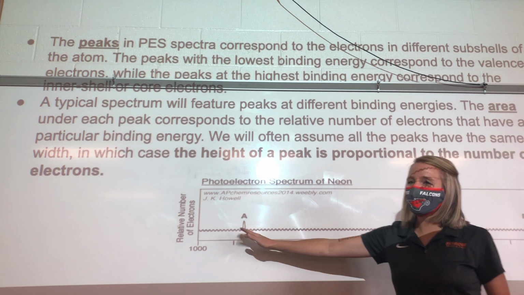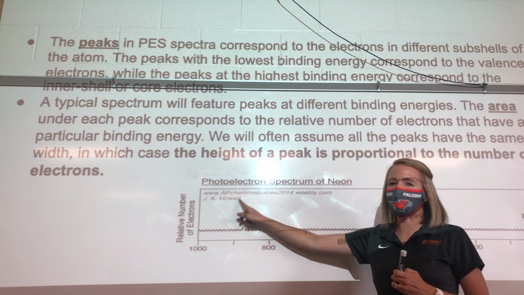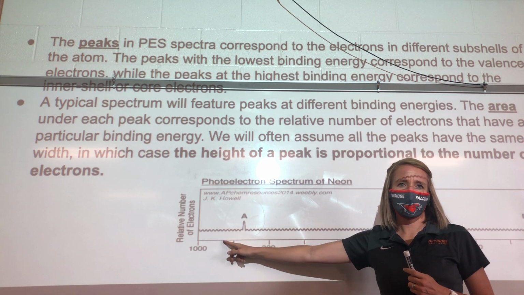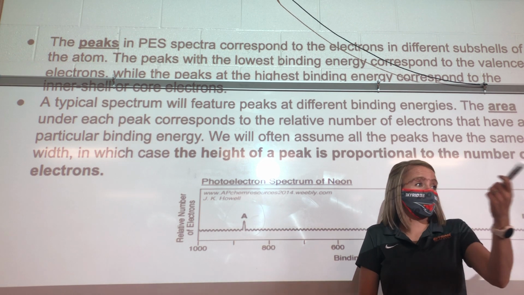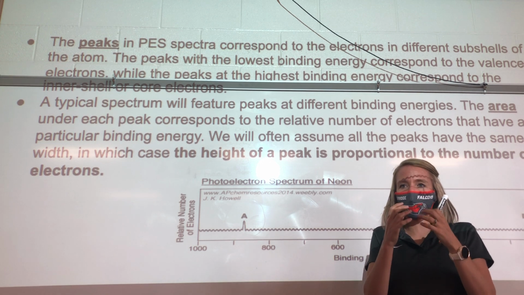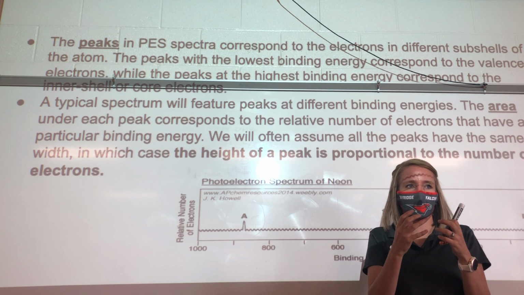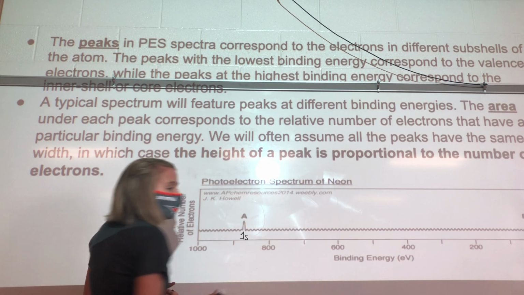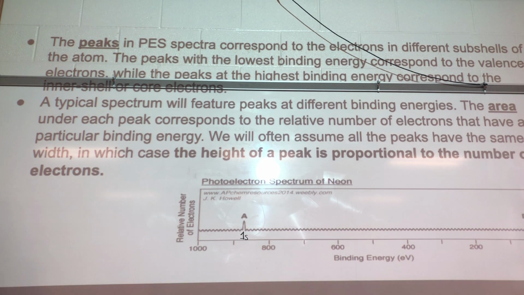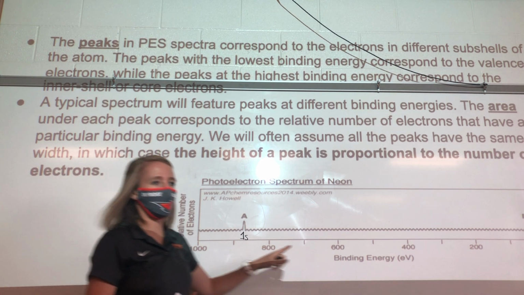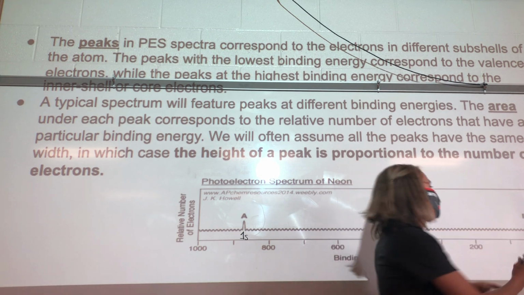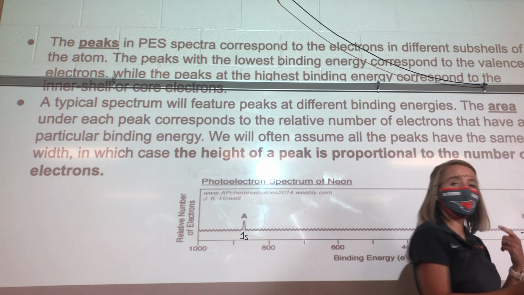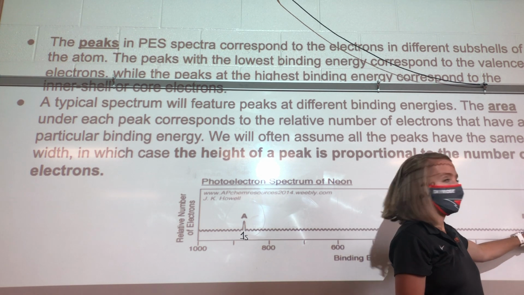So what does it mean if it has a lot of binding energy? What does that mean about these electrons? Those are really close. So they're the closest ones to the nucleus. So what's the very first orbital after the nucleus? Good. So this peak corresponds to the 1s orbital. What comes after the 1s orbital? So this peak would be the 2s orbital. What comes next?